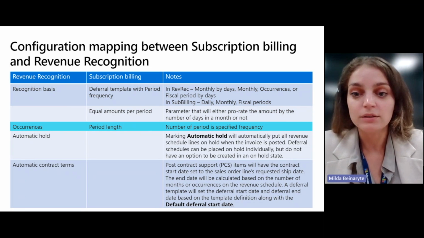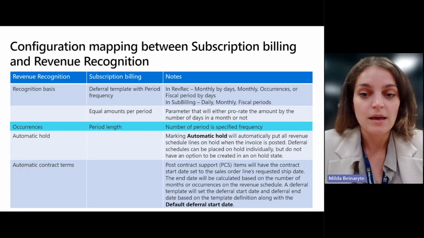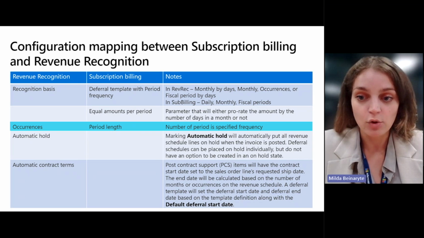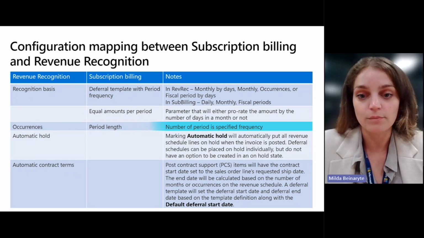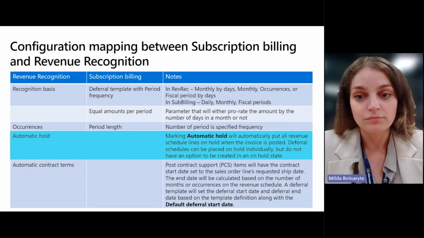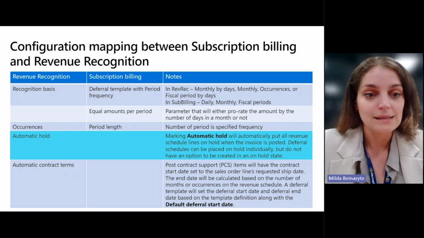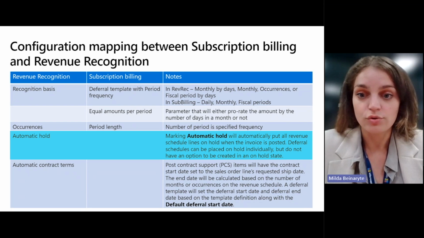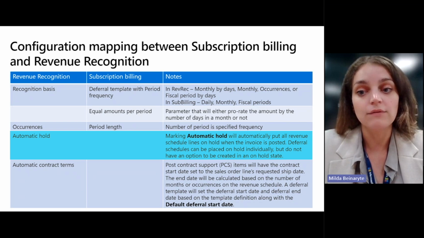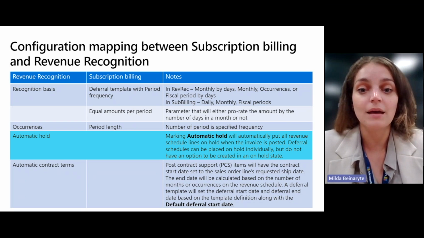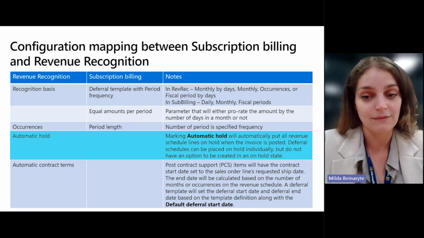Occurrences and period length both specify the frequency, and in revenue recognition, there were two additional parameters, automatic hold and automatic contract terms. Automatic hold option allowed customers to put all revenue schedule lines onto hold when the invoice is posted. In subscription billing, deferral schedules can be put on hold individually, but we do not have an option to create them in an all hold state in advance.